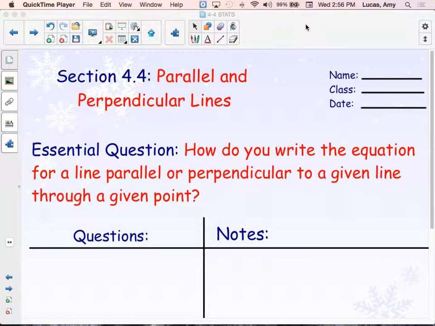Lesson 4:4, Parallel and Perpendicular Lines. Our essential question today is how do you write the equation for a line parallel or perpendicular to a given line through a given point? So we're writing an equation for a new line that is either parallel to the given line or perpendicular to it, and it has to go through a specific point that's given.